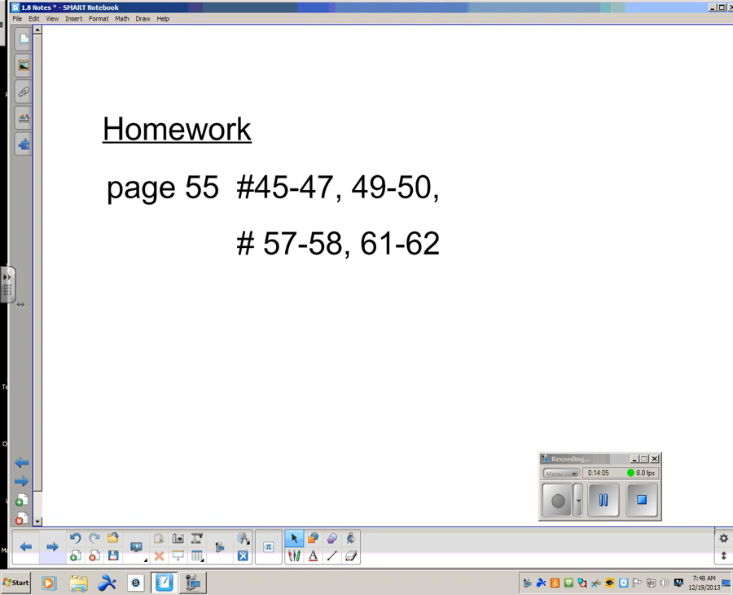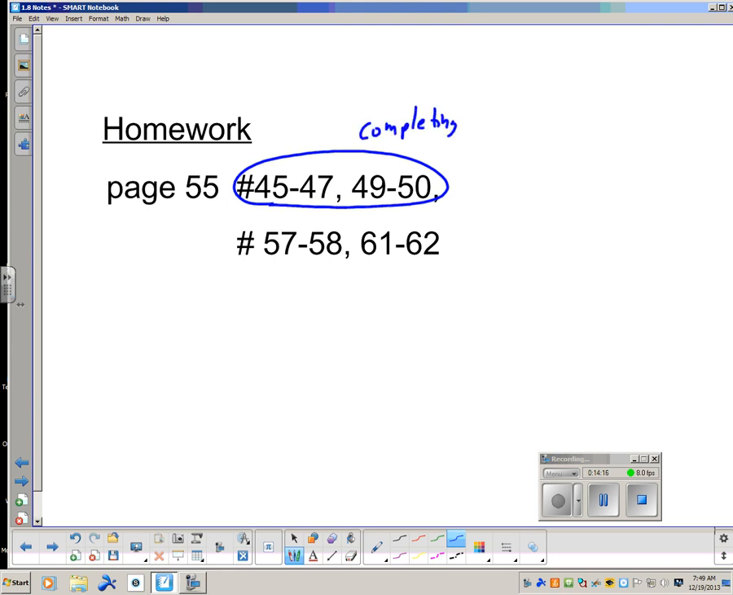So there's your homework there. Use completing the square on at least these. And the other ones, you can decide what method you want to use, but use completing the square on those. And then these other ones, you can opt: are you going to use the quadratic formula, or are you going to use factoring, or are you going to use completing the square? It's up to you. So there's your homework.